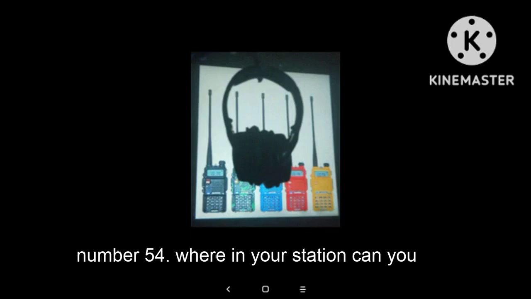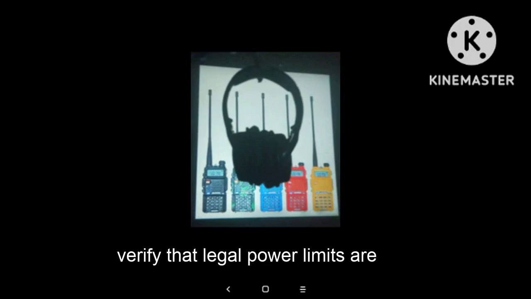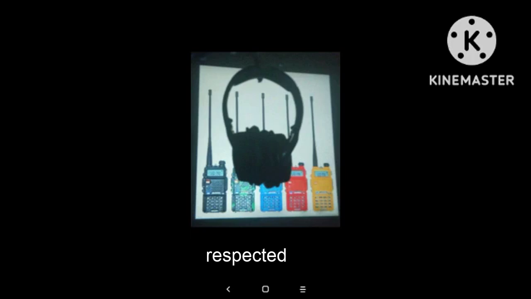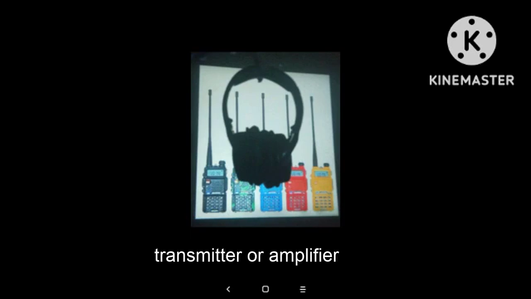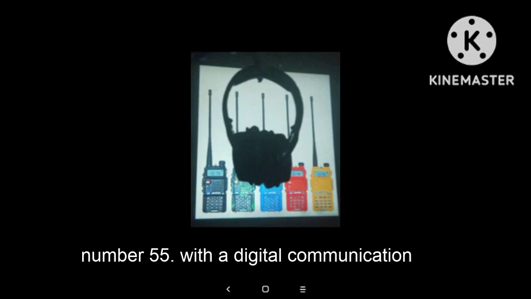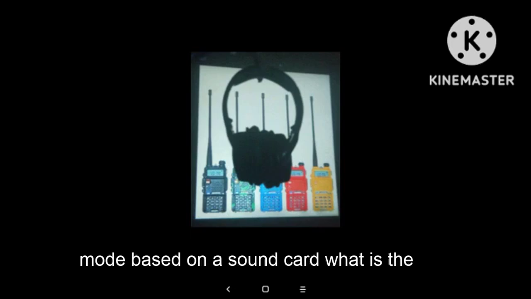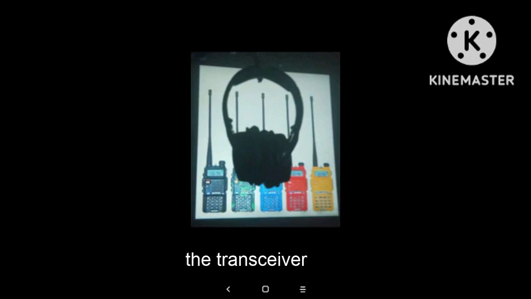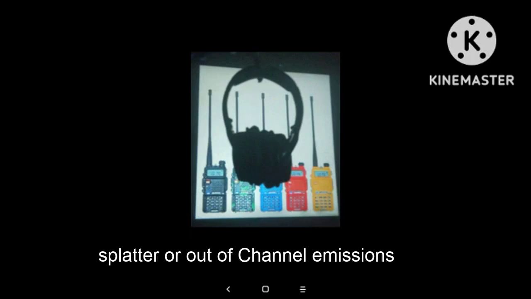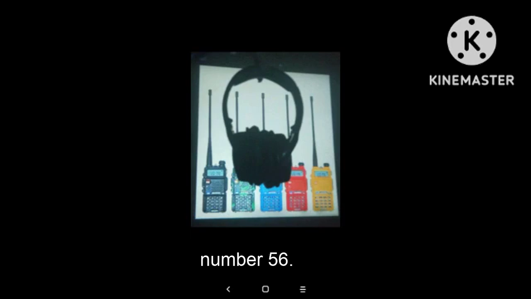Number 54. Where in your station can you verify that legal power limits are respected? At the antenna terminals of the transmitter or amplifier. Number 55. With a digital communication mode based on a sound card, what is the result of feeding too much audio into the transceiver? Splatter or out-of-channel emissions.